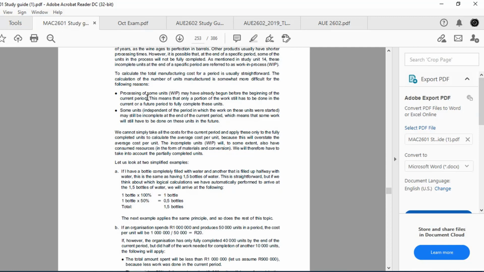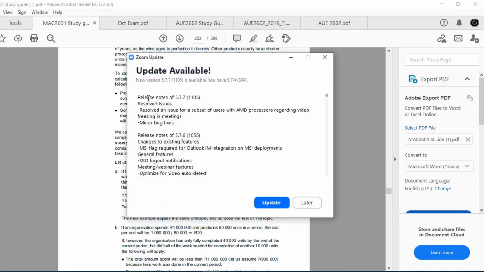This is an instance with that raw coffee, the grounded coffee, that sometimes that whole roasting, I'm just maybe exaggerating, it could be part of maybe last month we were just roasting the beans, the coffee beans, and then this month we are looking at another process. So that whole time lapse creates an issue sometimes. This means that only a portion of the work still has to be done in the current or future period to fully complete this unit. So as I'm saying, the timing factor is an issue.